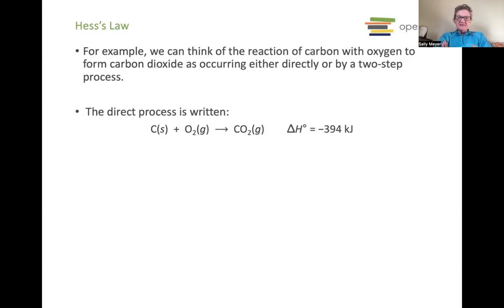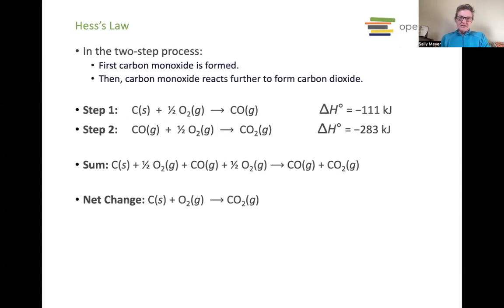So if we have this reaction of carbon solid plus diatomic oxygen going to CO2 gas, and it has a negative 394 kilojoule delta H, we can look at another way to carry that out. We could take the carbon, react it with just enough oxygen to make carbon monoxide. We could then take the carbon monoxide, react it with more oxygen to make CO2.